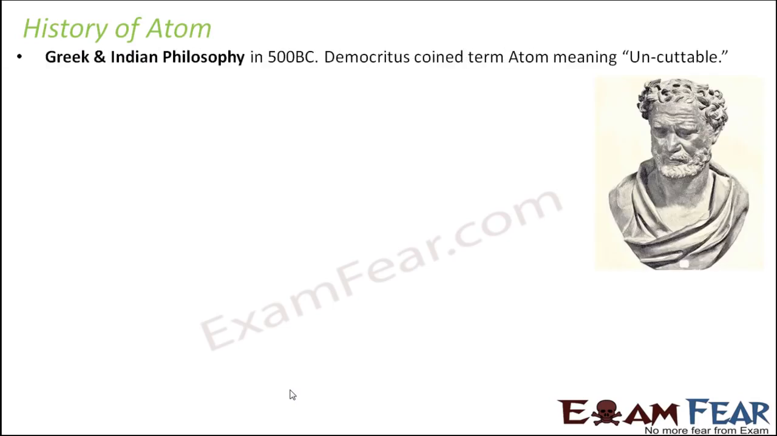Let's study the history of the atom. In 500 BC, the Greek and Indian philosophers talked about the atom. The Indian philosopher talked about a term called Parmanu, and the Greek philosopher gave this term atom, both meaning the same thing. They said that if you take any matter and try to cut it, you will reach a point where you will not be able to cut it further. That particle will be called the atom. That was their definition. Please note, it was all philosophy. There were no experiments done to prove that.